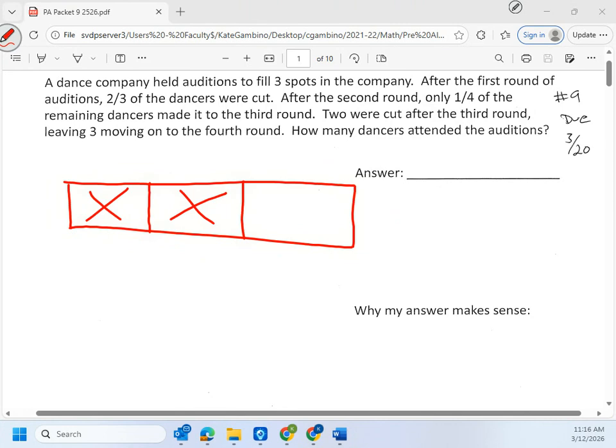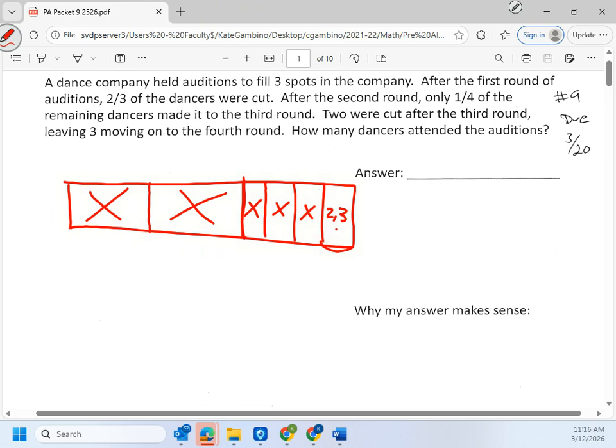After the second round, 1/4 were remaining to move on. So I'm gonna divide it into fourths. 1/4 of them move on, so that means 3/4 are cut. Then I know 2 were cut after the third round and 3 move on. That tells me how many went into that third round.